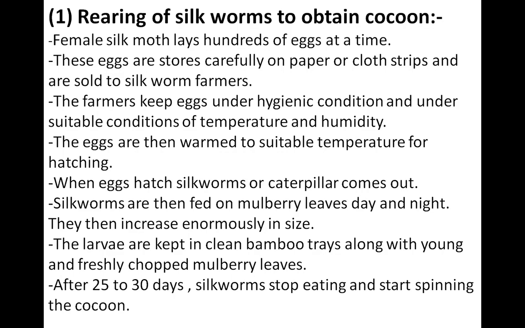Okay. Next, bamboo trays are used to keep these caterpillars after growing, and some freshly chopped mulberry leaves are kept in the tray. Means again we are providing them mulberry leaves. So after approximately 30 to 40 days, the caterpillar stops eating the leaves, and then it moves inside the small chambers in the bamboo trays to spin the cocoon. Means after 30 to 40 days, in the tray they stop eating the leaves and start to form a cocoon around themselves.